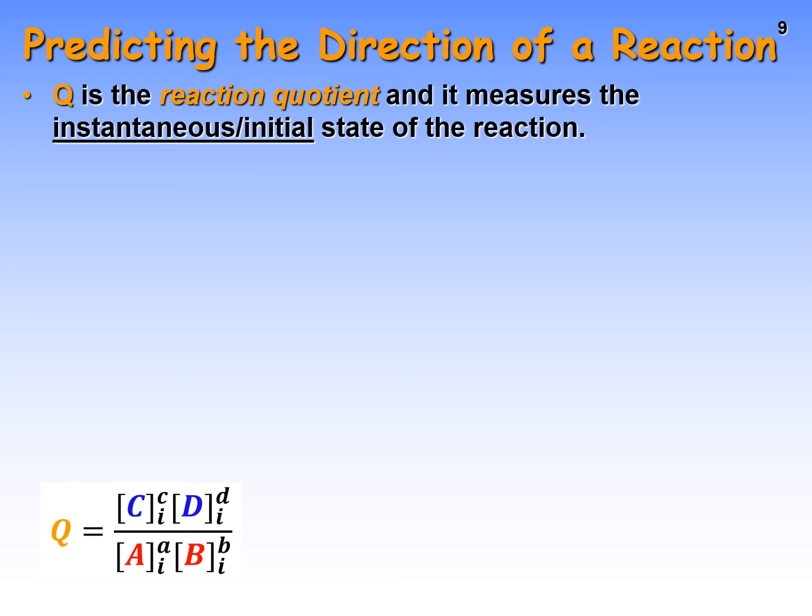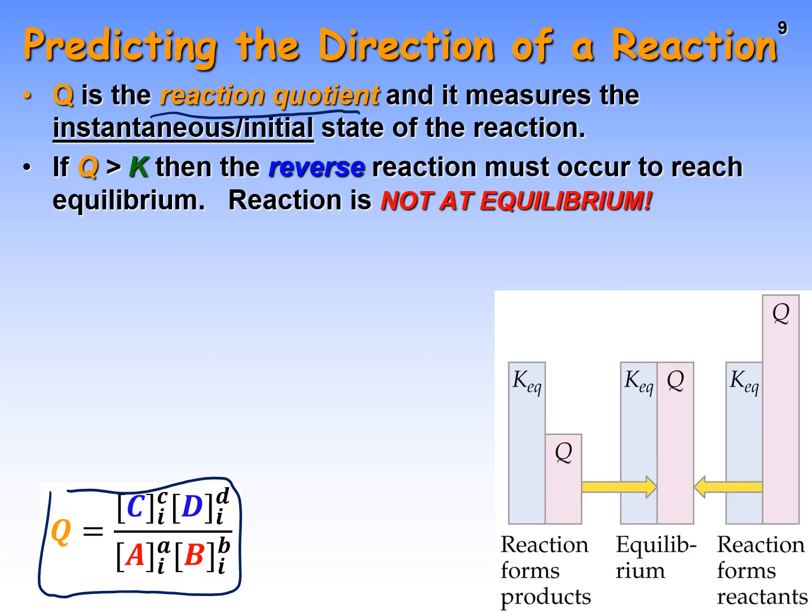In order to do this, we need to be able to calculate what we call the reaction quotient, or Q. It's calculated exactly like the equilibrium constant, just using initial concentrations instead of equilibrium concentrations, or concentrations where we don't know yet if they're at equilibrium. We then take our Q value and compare it to K. If Q is greater than K, the reverse reaction is going to occur to reach equilibrium. In other words, we're going to shift towards the reactants. We're not at equilibrium if Q is greater than K.